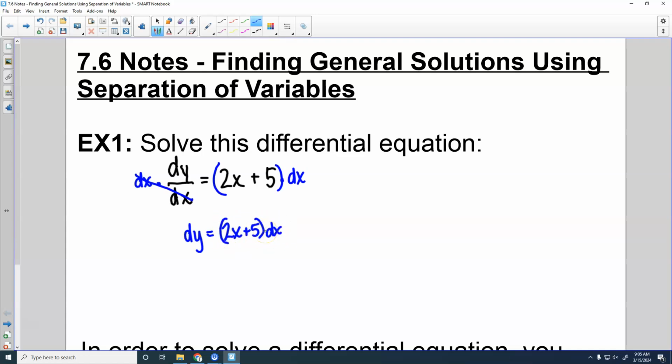We've got this. Then, if we want to solve this for the equation, we would integrate both sides. And so, when we integrate dy, what do we get? Just y. And when we integrate the right-hand side, we just use the power rule to integrate. So, we'll have x squared. 2 divided by 2 is 1, so we don't have to write that there. Plus 5x.